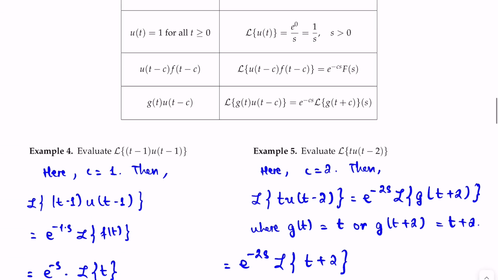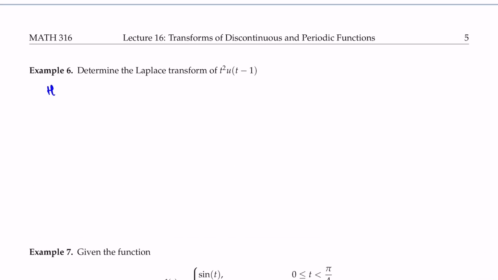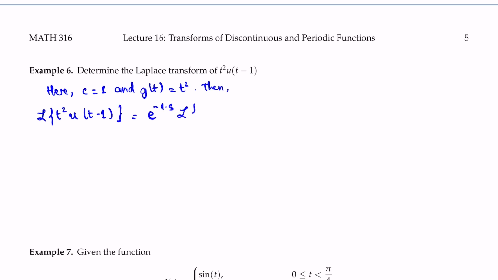So go back to this. I'm going to use this formula right here to find the Laplace transform of the function. So here, c is equal to 1 and g of t is equal to t squared. Then the Laplace transform of t squared times u of t minus 1 is equal to e to the negative 1 times s times the Laplace transform of g of t plus 1. For g of t equal to t squared, g of t plus 1 is going to be e to the negative s times the Laplace transform of t plus 1 altogether squared. Any questions on this?